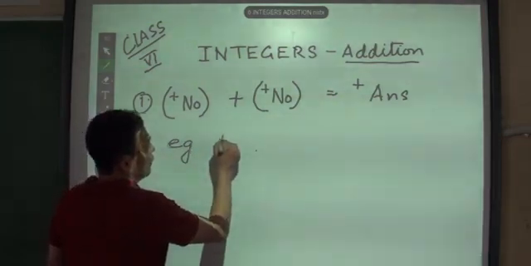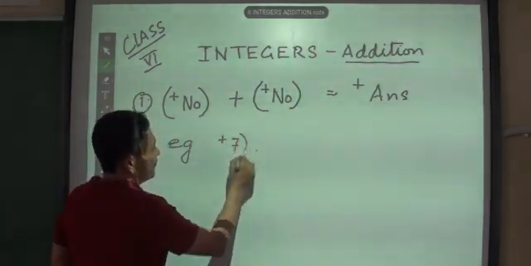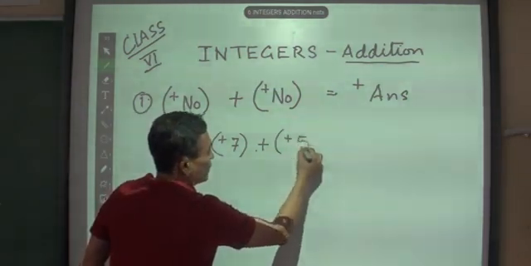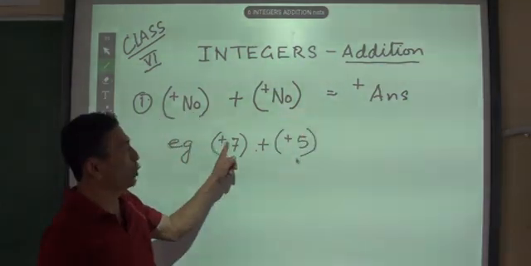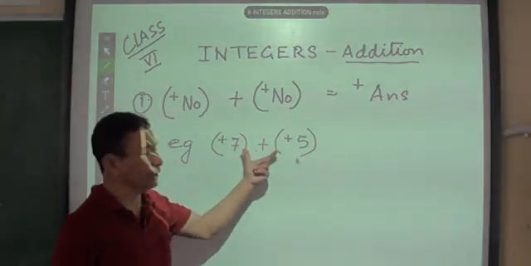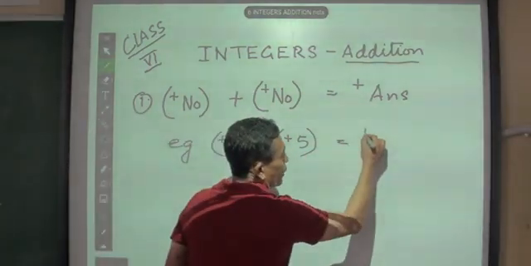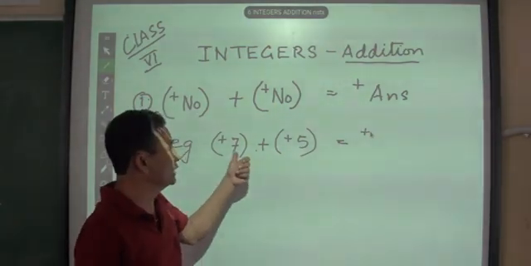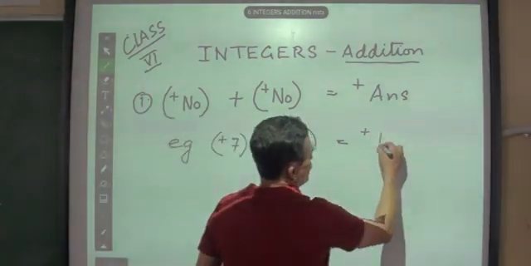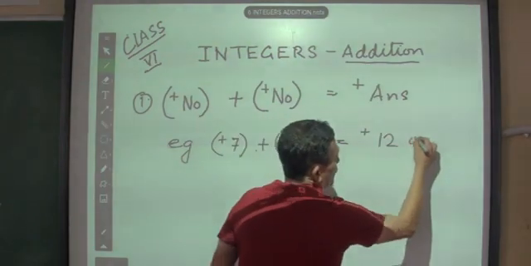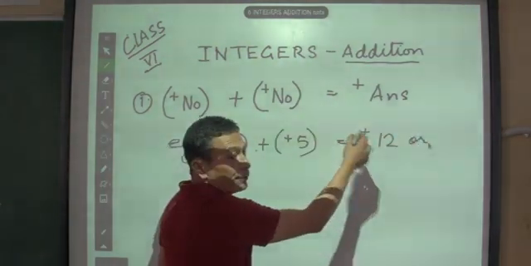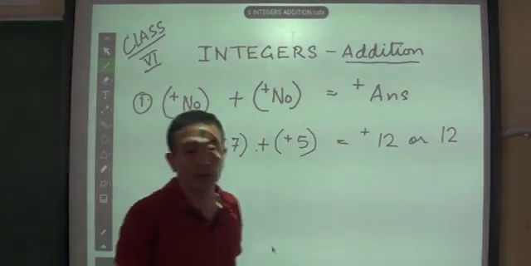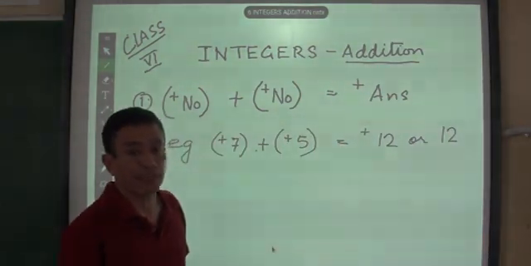Let's say we've got positive 7 plus positive 5. So what I'm telling you is, when both the integers are positive, the answer we get will always be positive. Then simply add the two numbers 7 and 5, that should give you 12. Or when we write plus 12, we can simply write it as 12. It's understood that it's a positive integer.